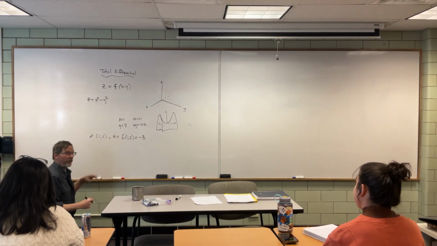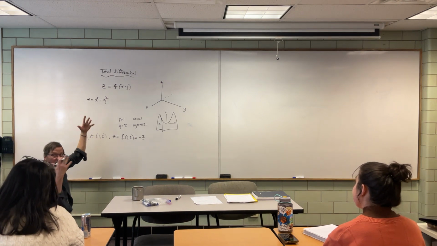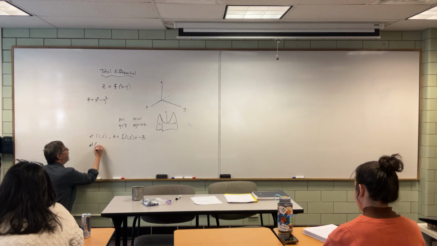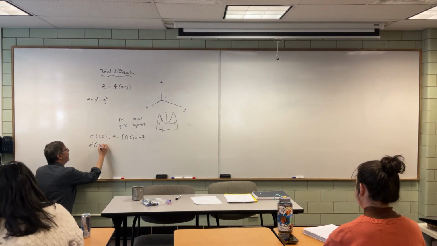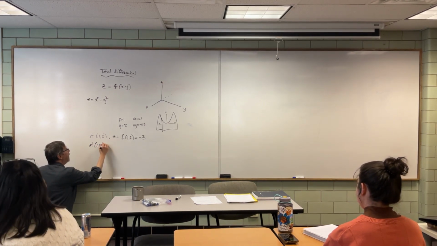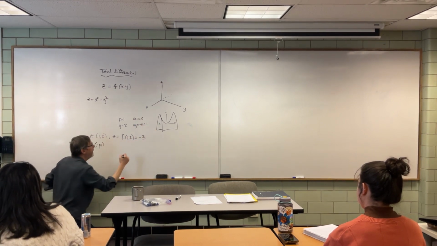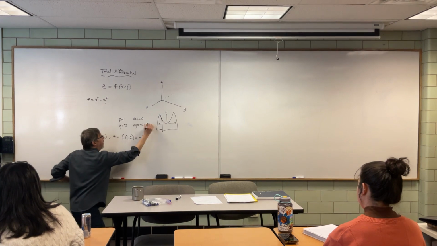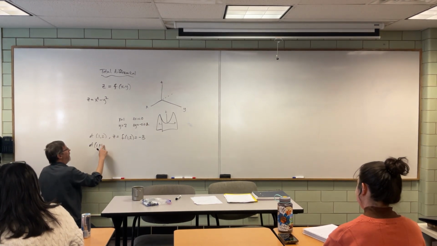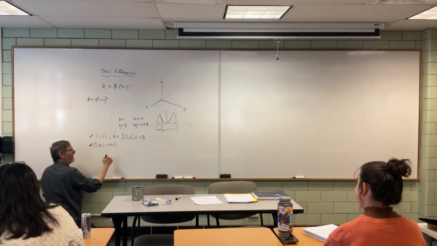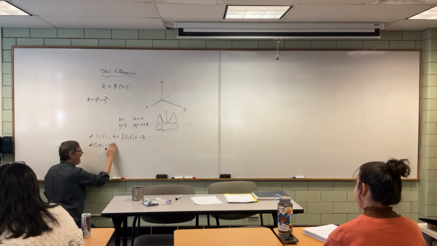Does that make sense? I'm just plugging it in: 1 minus 4. Cool. Actually, let's make it a smaller change. I think this will be more impressive if we do that. At 1.01, comma 1.98.